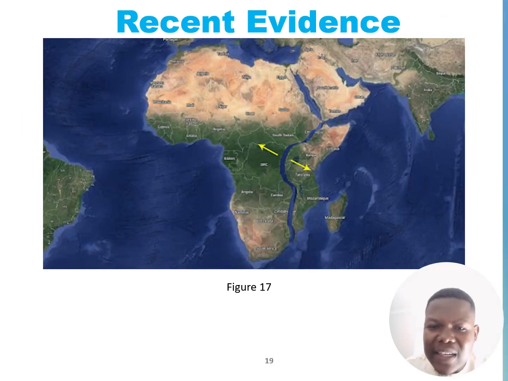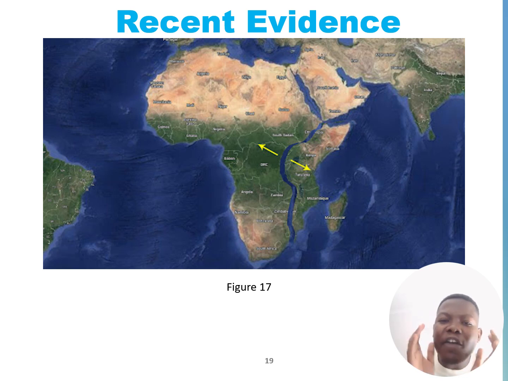So what are the recent evidences of plate tectonics? The recent evidence is that Africa is now splitting into two.